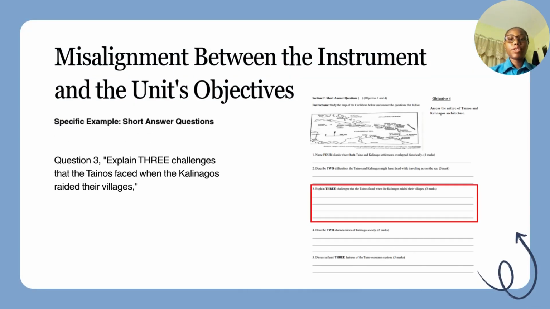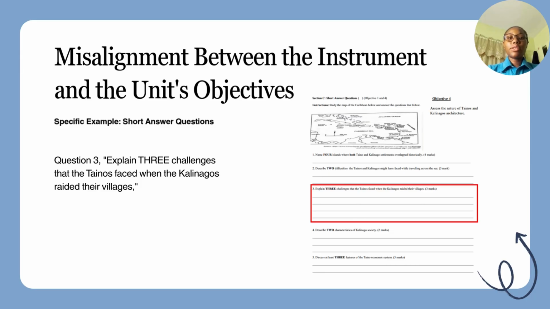Still on section C, there was also an issue with alignment. Question 3 says, explain 3 challenges that the Tainos faced when the Kalinagos raided their villages. This does not appear to align with any of the stated objectives on the table of specifications.